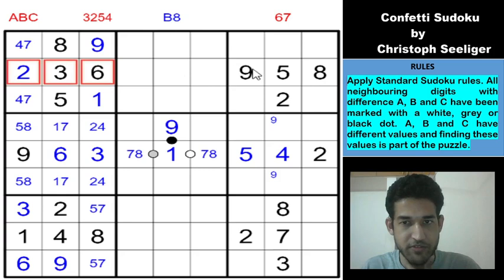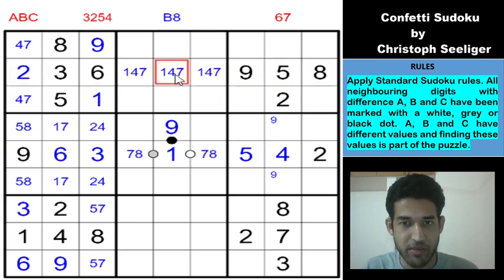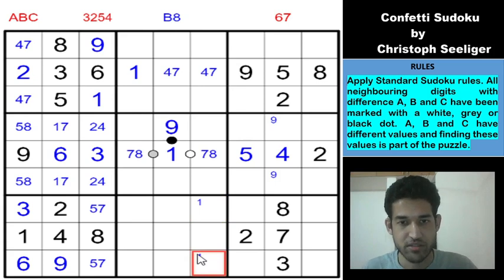And 2, 3, 6, 5, 8 and 9. So remaining candidates are 1, 4 and 7. So this can't be a 1, so this is 4 and 7. And even this can't be a 1 because 1 and 9 have a difference of 8. So this is a 1, which means 1 by classic rules will go into one of these two cells.